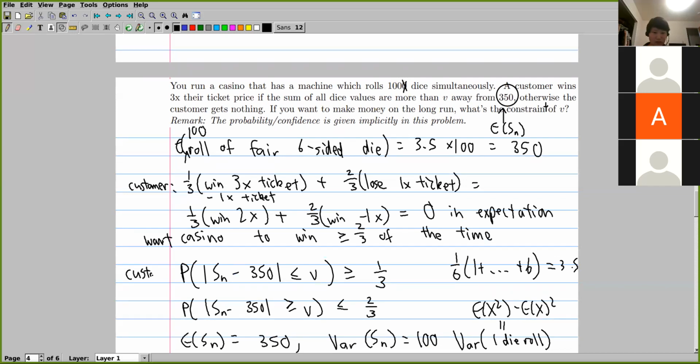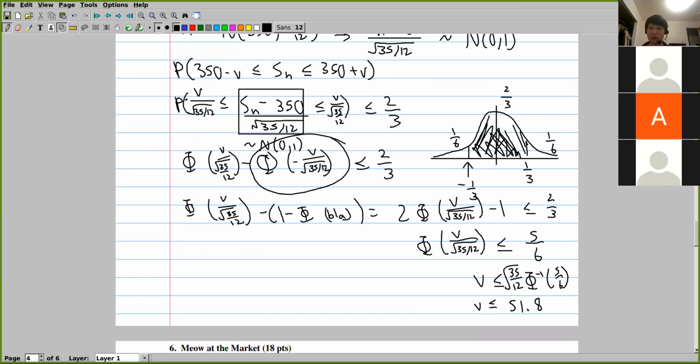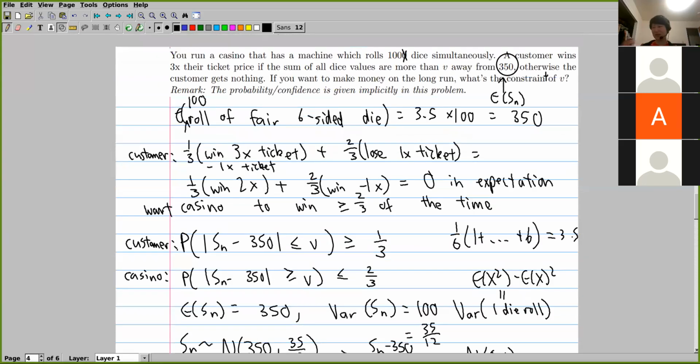So this is the customer, and this is from the casino's point of view. Is phi of A the area to the right of A? Phi of A is the area to the left of A because it's the CDF. Why does the customer win 1/3 of the time? Well, we set our confidence to be 2/3. We as the casino want to win at least 2/3 of the time. So that means the customer will win at most 1/3 of the time.